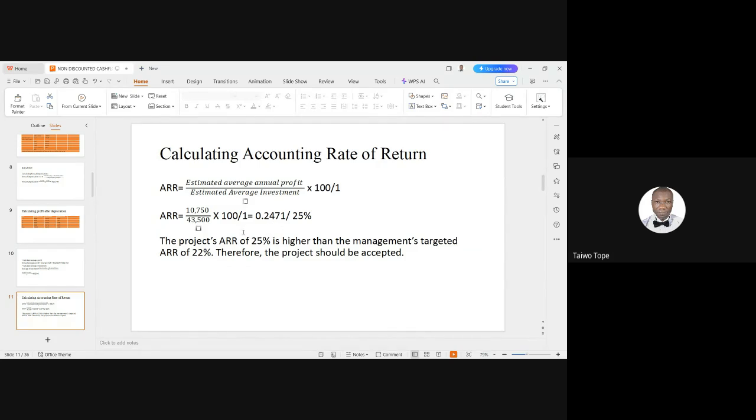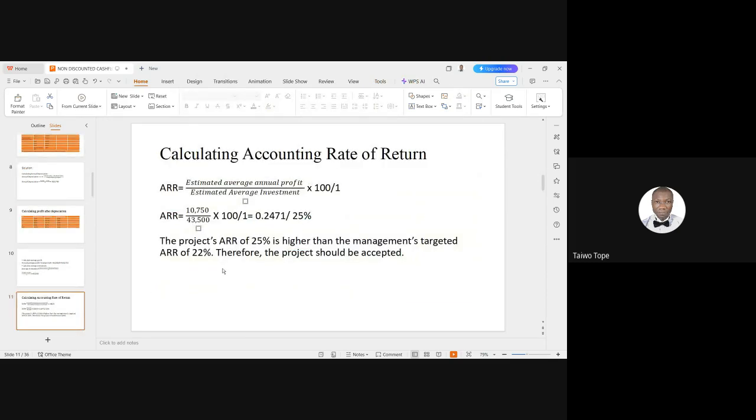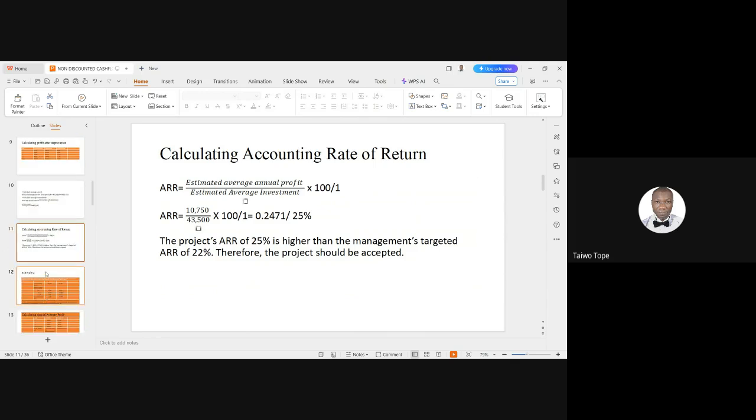So the project accounting rate of return will be what? 25%. And it is higher than the targeted accounting rate of return of 22% set by the management. So the decision will be what? To accept the project. The target set by the organization is 22%. You can see it here. So when you compute, we are able to determine 25%. So it's a good one, and we can actually accept the project.